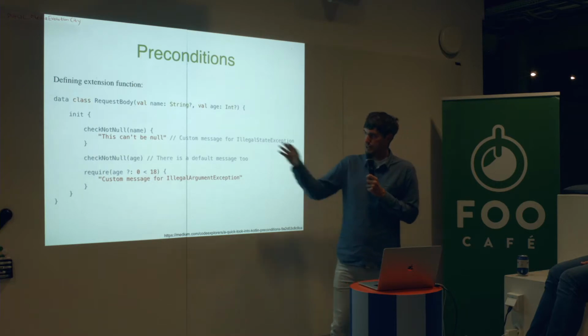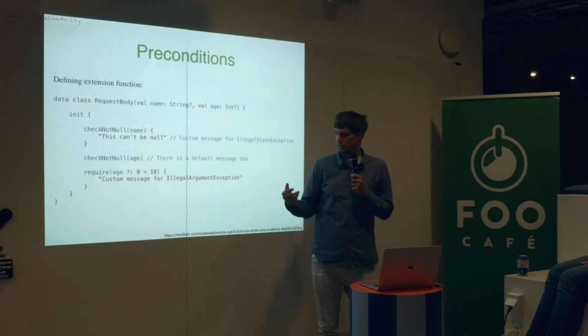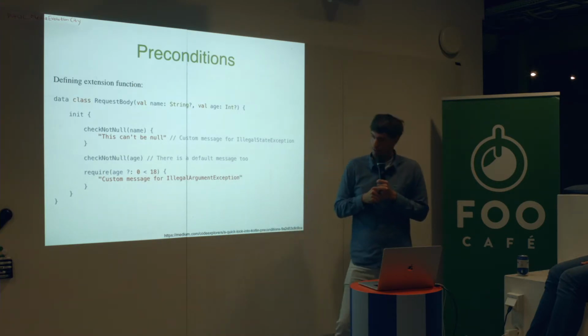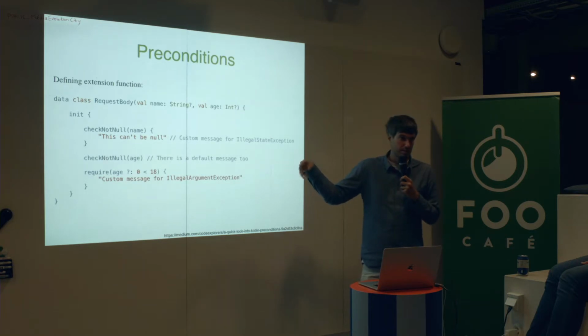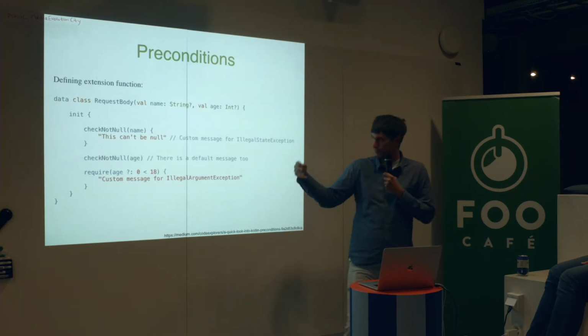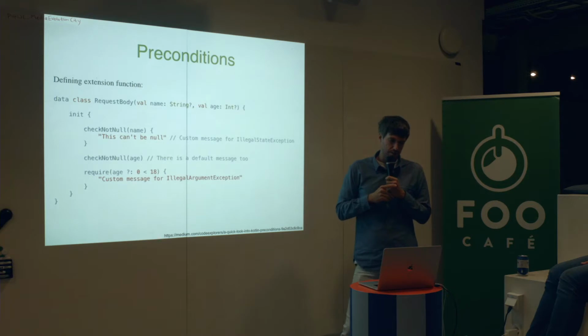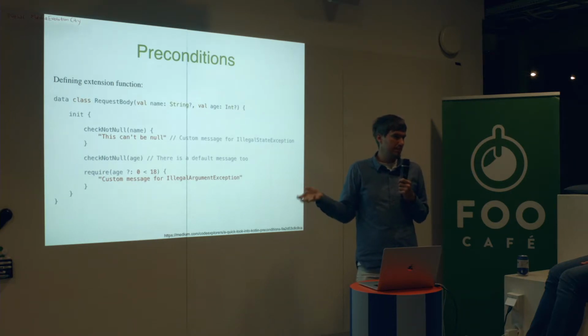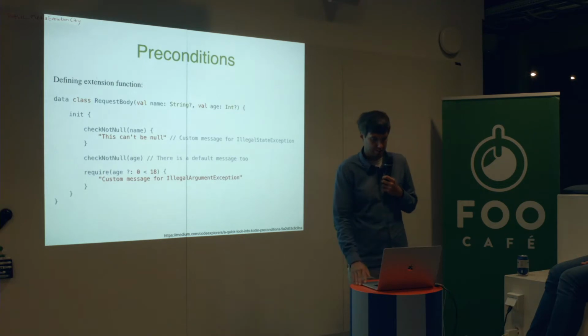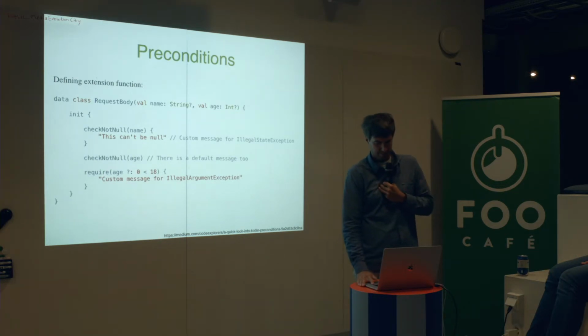We have checkNotNull and require, and also requireNotNull. The difference is that checkNotNull will throw an illegal state exception if that expression is null, and require will throw an illegal argument exception. But at least in my experience, you use things like this all over the place in Java, for good or bad. But this is just built into Kotlin, which can be nice to know.